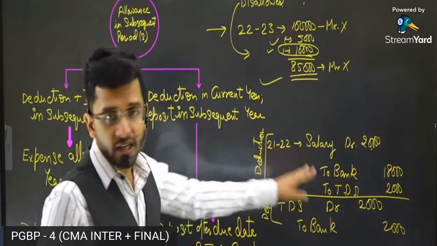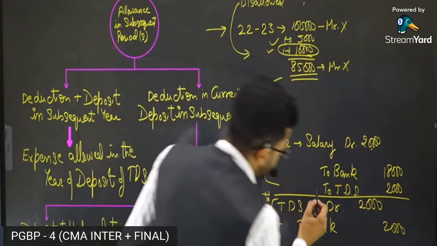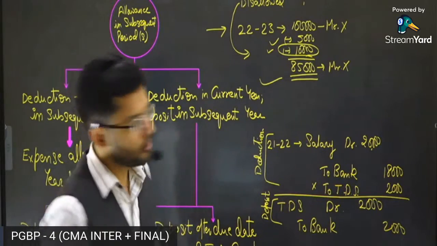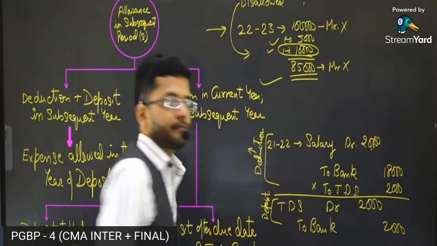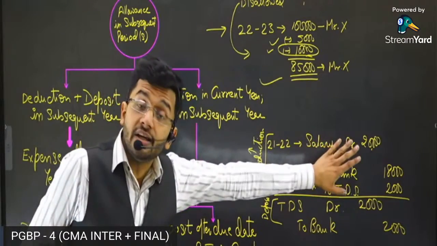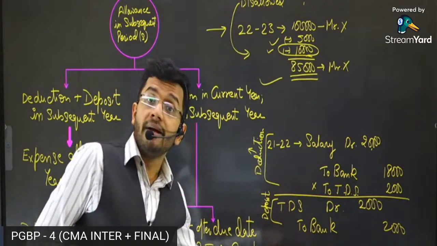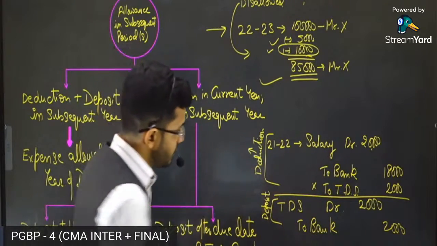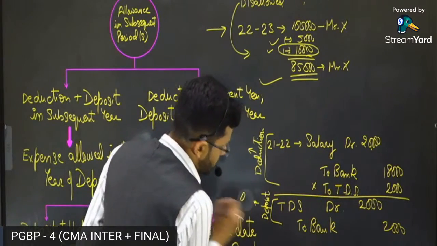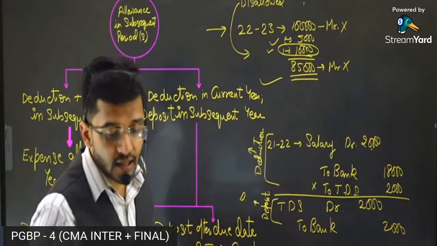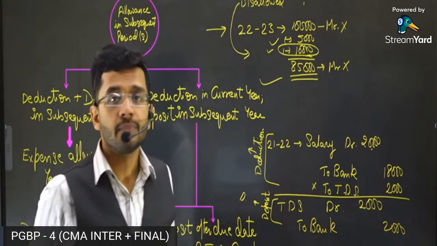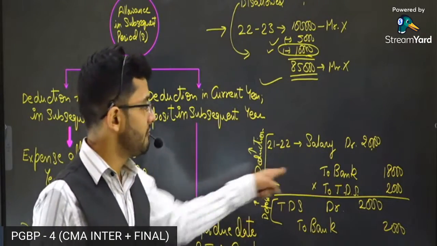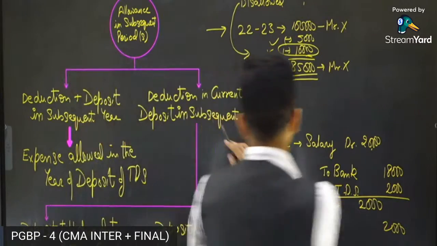Now, in case of the deduction entry, if you do not deduct TDS and you pay the entire amount of 20,000 to the employee's bank account, then it is known as default in deduction. And if you pass this entry, but you fail to deposit the TDS to the government treasury, to the Government of India, then it is known as default in deposit. So two defaults are there: first, default in deduction of tax; second, default in deposit of tax. These are the two defaults dealt with over here.